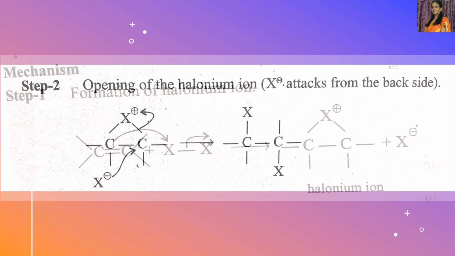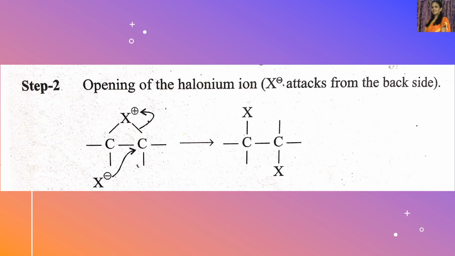Now in the second step, what happens? Let's see. In the second step, opening of halonium ion. So X minus, which is produced in the first step, attacks from the back side. This X minus goes and attacks one of the carbon atoms from the back side, because on the front side the three-membered ring is already present. So this X minus goes to one of the doubly bonded carbons from the back side to form a bond.